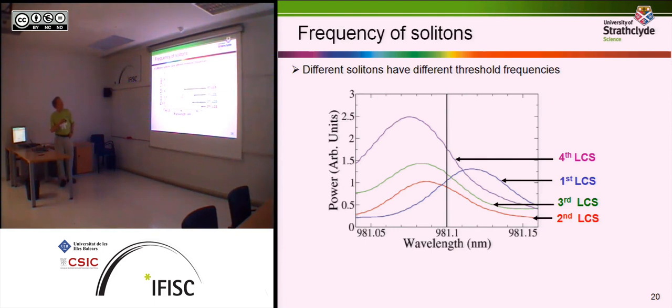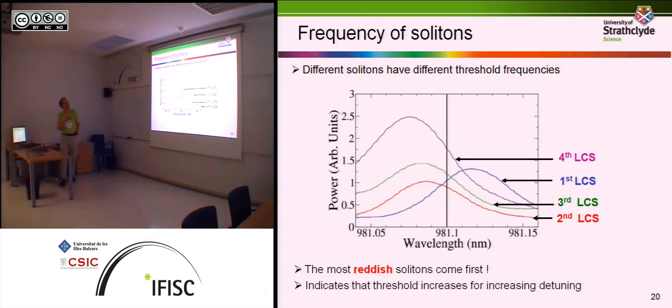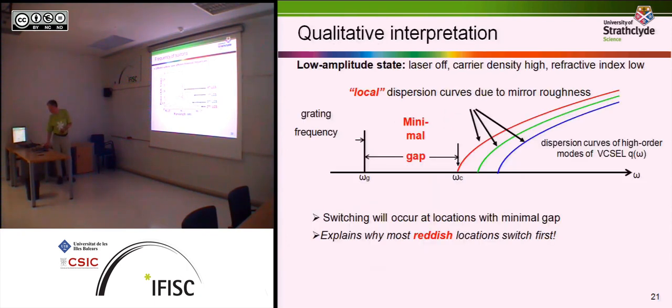And this idea of disorder is supported if you measure the frequencies. They are a little bit different. The first soliton is quite different, it also has quite a different threshold, and then you measure slightly different frequencies. So they're mutually incoherent. And you can understand that by what I explained before. You have these dispersion curves of the VCSEL. If the VCSEL has this disorder, every point has a slightly different dispersion curve. And the one where the VCSEL dispersion curve is closest to the grating is the point where it switches on first.